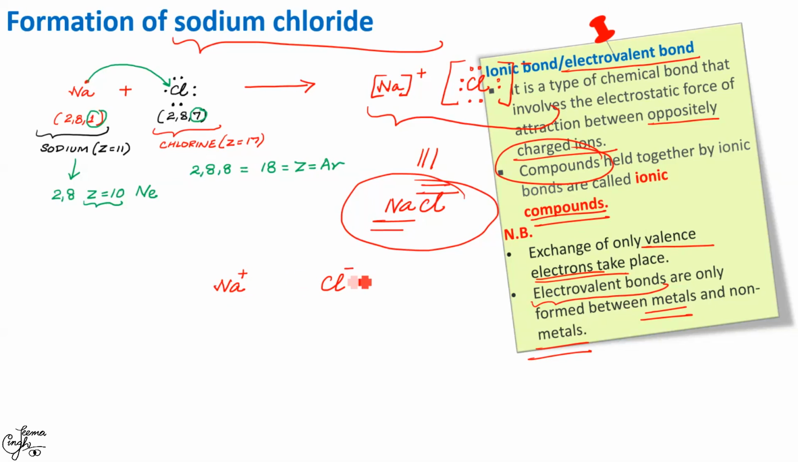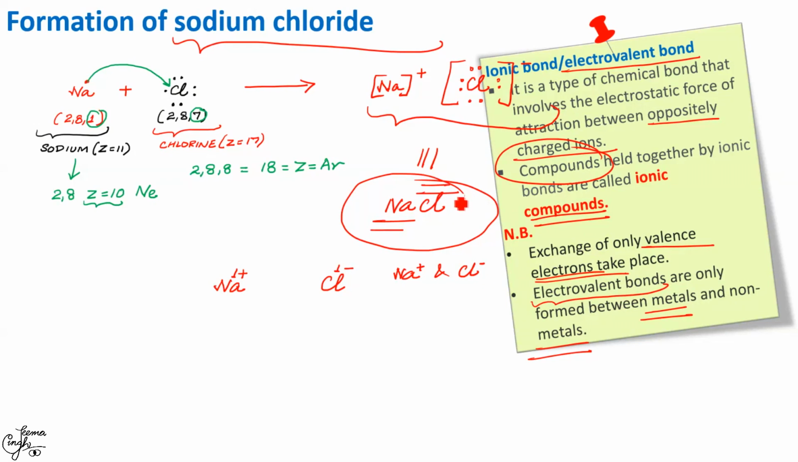How much will be the positive and negative charge? You need to find that out by knowing the electronic configuration. Sodium has 2, 8, 1, chlorine has 2, 8, 7 configuration. Sodium has to lose one electron, so the charge is 1 positive. You need not show 1. And chlorine needs to gain 1 electron, so it has a uni-negative charge, right? So the corresponding ions in the sodium chloride compound are Na positive and Cl negative.